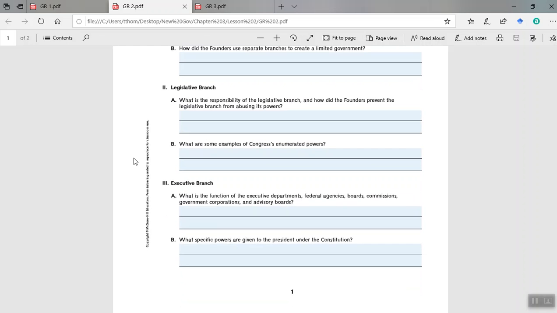What are some examples of Congress's enumerated powers? They include economic matters: the power to tax, to borrow money, to coin money, to punish counterfeiters, and to regulate commerce. They can provide for national defense, declare war, raise and support the armed forces, organize a militia, naturalize citizens, and establish post offices and courts. Many, many enumerated powers. Remember, you need to remember those.